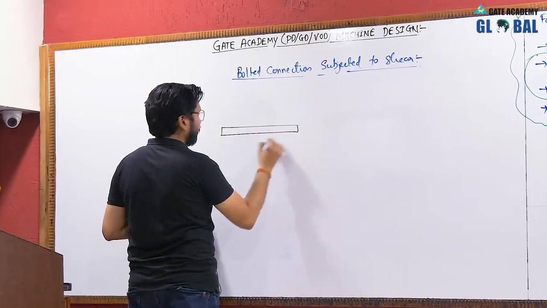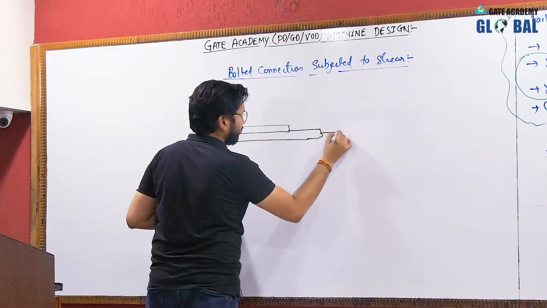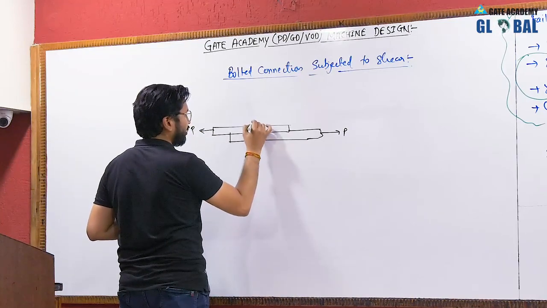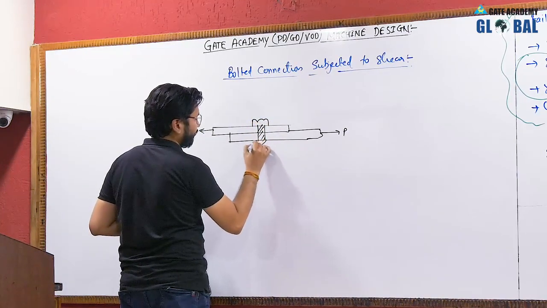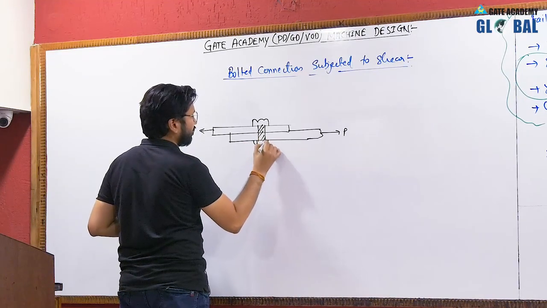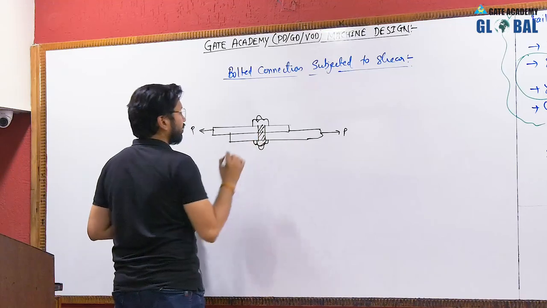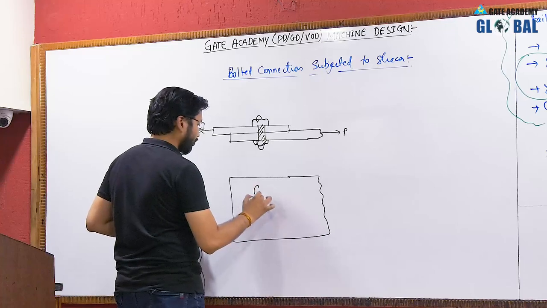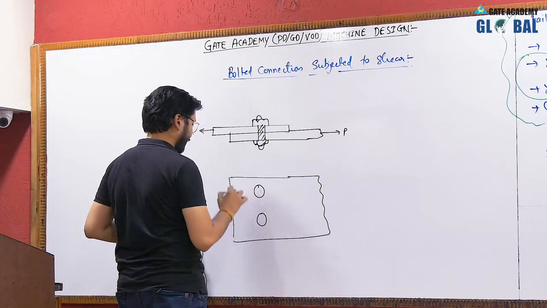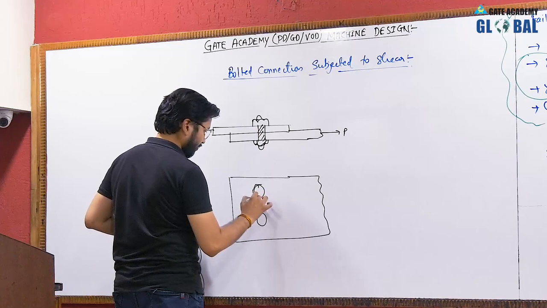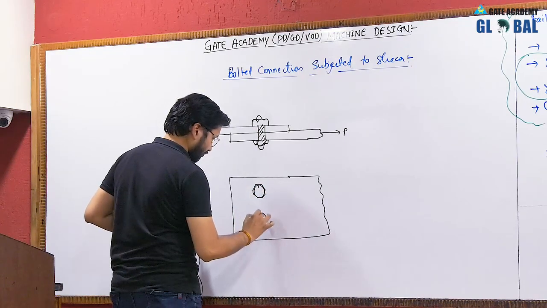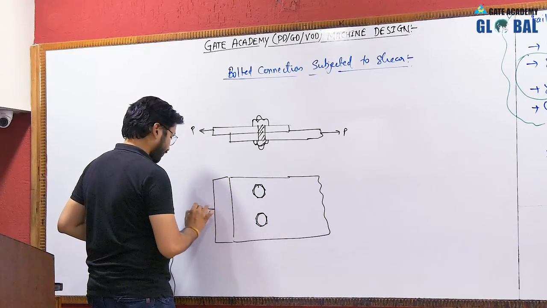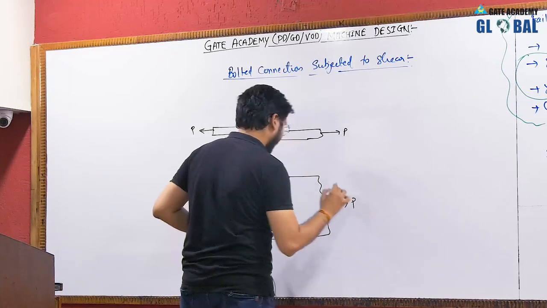So here is a lap connection. This is the load acting on the connection, that is P. This is the bolt. Now from top view you can observe that there are two bolts. There are basically two bolts in the connection.